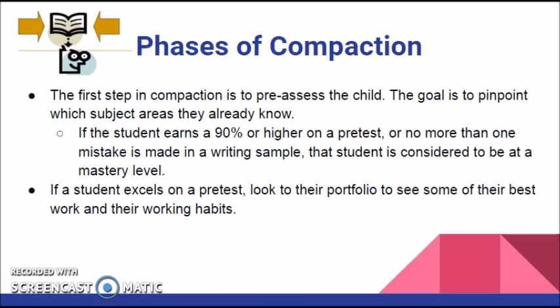The first step in curricular compaction is to pre-assess before even beginning to compact what is being taught. Subject areas that are generally easiest to assess with a pretest include mathematics, grammar, vocabulary, spelling, science, foreign languages, and map skills. These are subjects that generally have a question with one specific answer, making the results very accurate. By having precise, correct answers, we can easily find out if the student knows the content or not. If the student earns a 90% or higher on a pretest or makes no more than one mistake on a writing sample, that student is considered to be at mastery level.